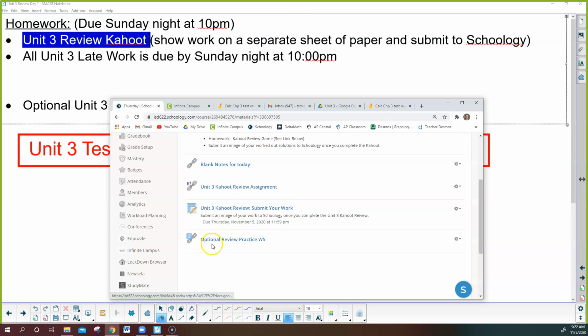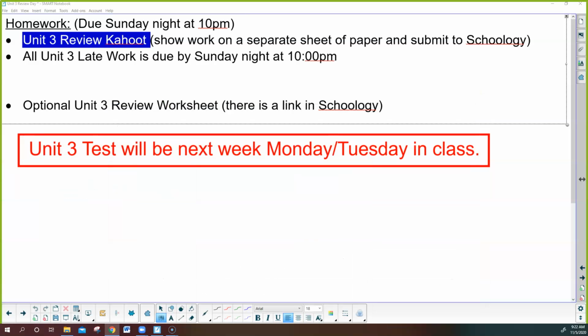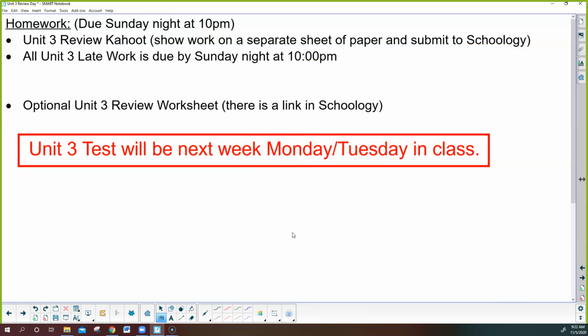I also put an optional review worksheet. If you want more practice for this test, you can click on this worksheet and work through it. I will post the answers to the review as soon as I finish it. I just got it last night, so I have to finish it and post that, but that'll give you something to look at over the weekend. The Kahoot answers are in our answer folder as well, so when you're done, you can check. All right, that's all I've got.